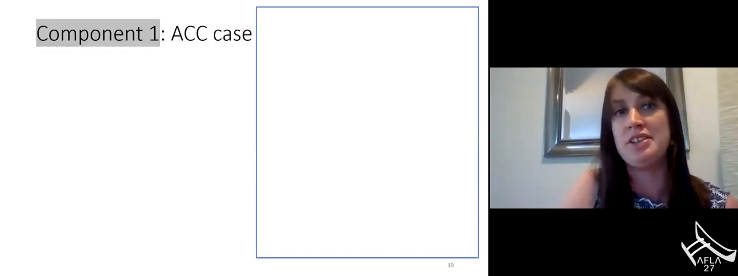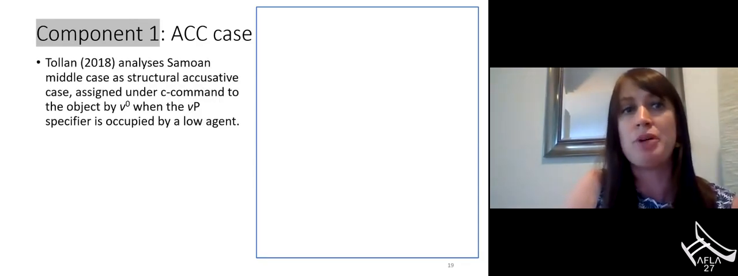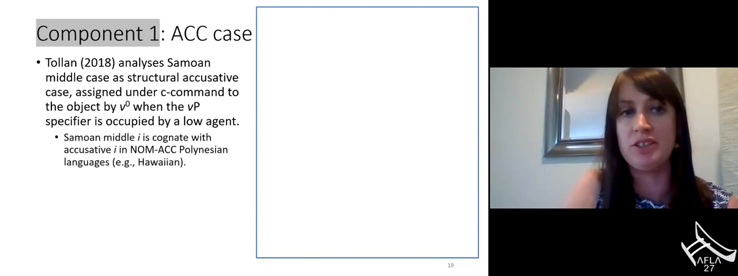So we're coming to our proposal, and our proposal has three components. The first and the most important is the presence or absence of accusative case. In previous work, I've analysed Samoan middle case as structural accusative case that's assigned under c-command to the object by little v when the VP specifier is occupied by a low agent. And this takes into account the observation that Samoan middle e case is cognate with the accusative e marker in Polynesian languages like Maori and Hawaiian that have a nominative-accusative alignment.